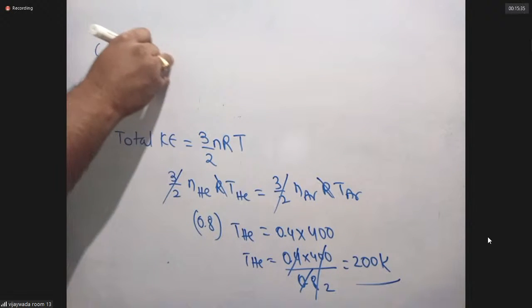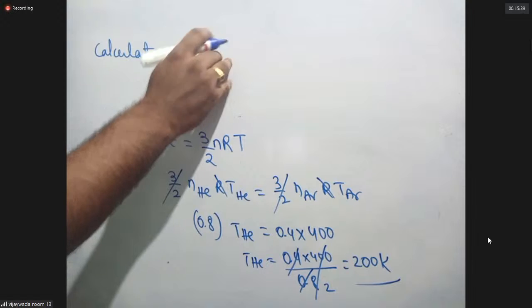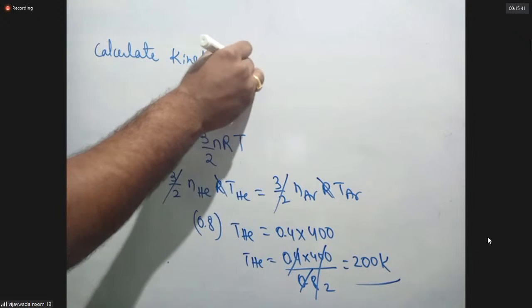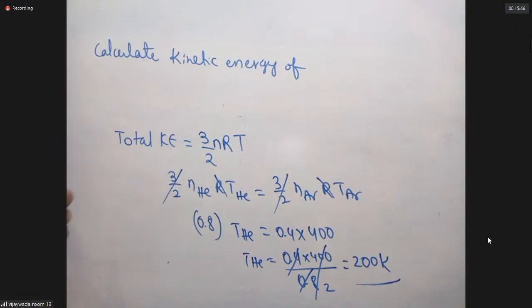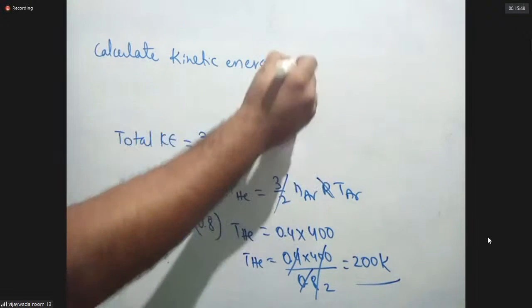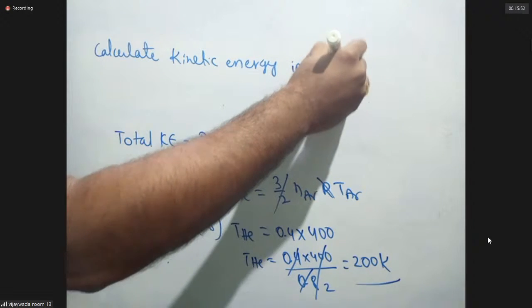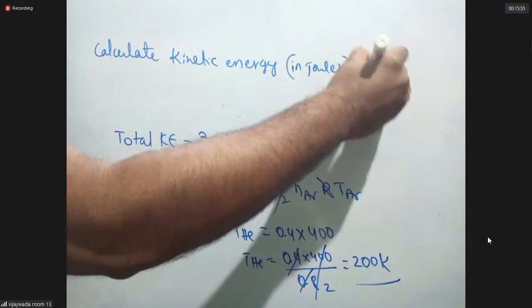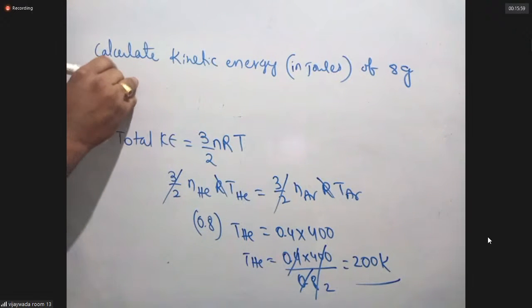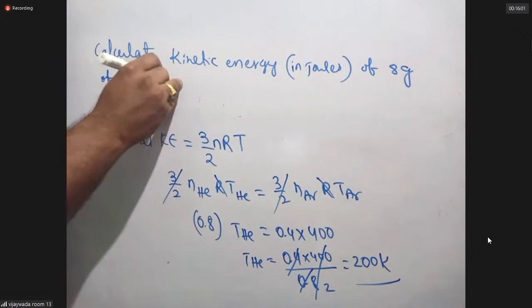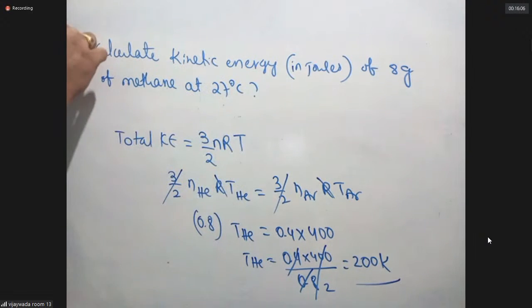Calculate the kinetic energy in joules of 8 grams of methane at 27 degrees Celsius.